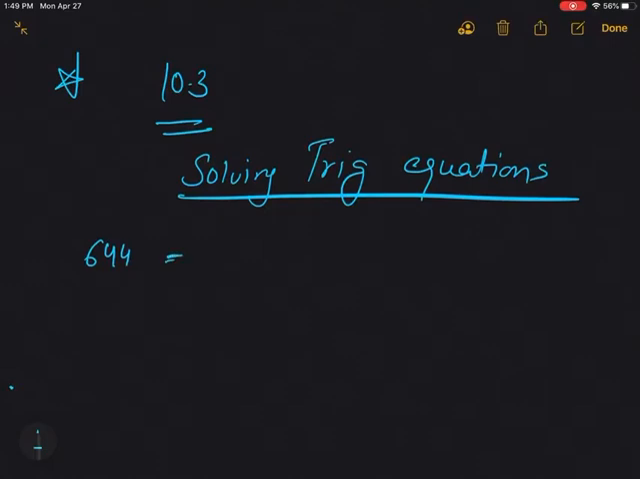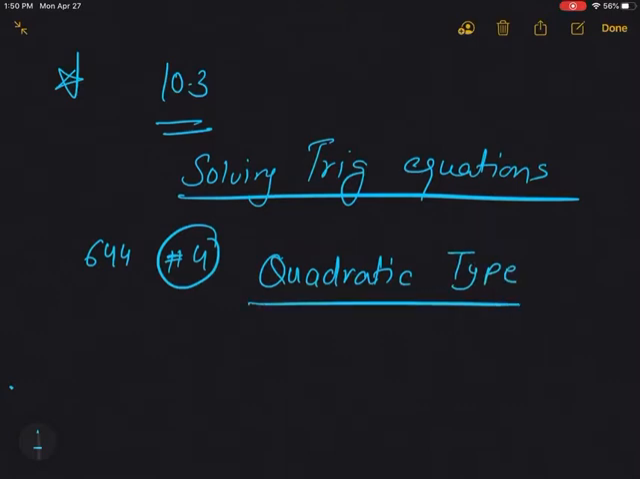So this is example number 4. It's the same thing. You just have to isolate x and then you need to take the inverse of that function to find the missing angle. So today I'll show you quadratic types, all different types of quadratic type trig functions. So the function itself will be a quadratic function.